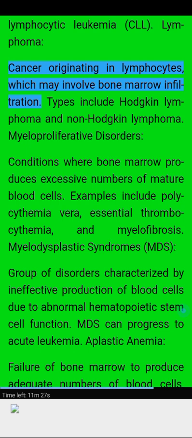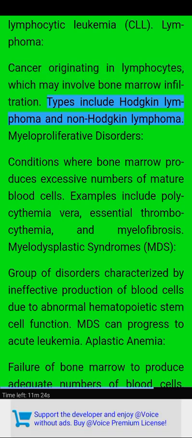Lymphoma. Cancer originating in lymphocytes, which may involve bone marrow infiltration. Types include Hodgkin lymphoma and non-Hodgkin lymphoma. Myeloproliferative disorders. Conditions where bone marrow produces excessive numbers of mature blood cells. Examples include polycythemia vera, essential thrombocythemia, and myelofibrosis.